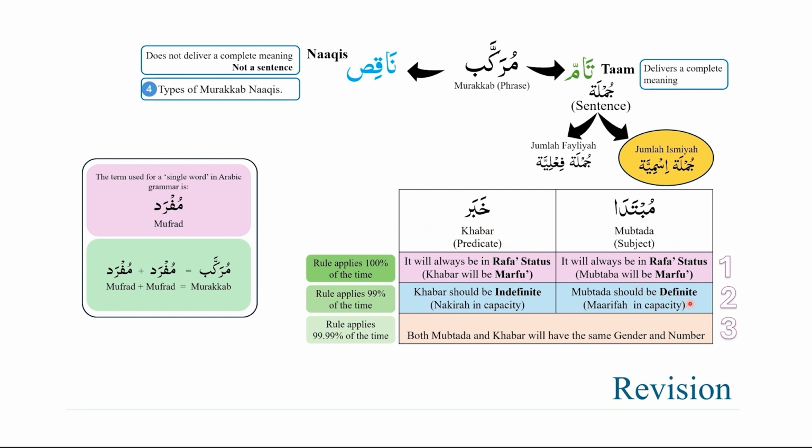Secondly, mubtada should be definite or marifa and khabar should be indefinite or nakra. This rule applies 99% of the time. Finally, both mubtada and khabar will have the same gender and same number, and the rule applies 99.99% of the time.